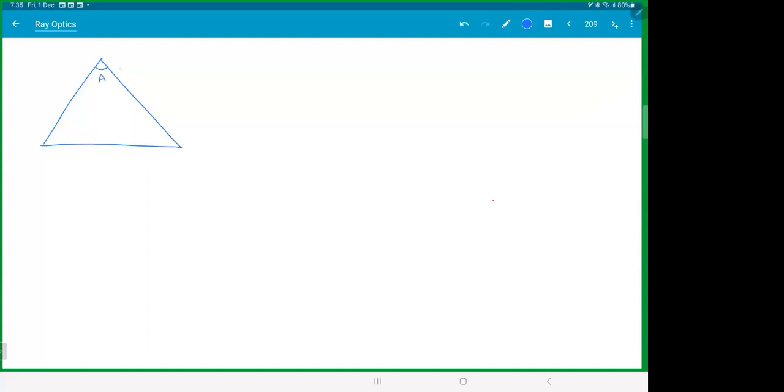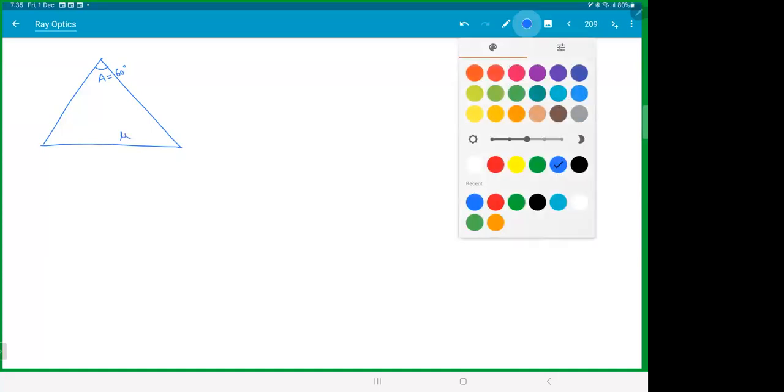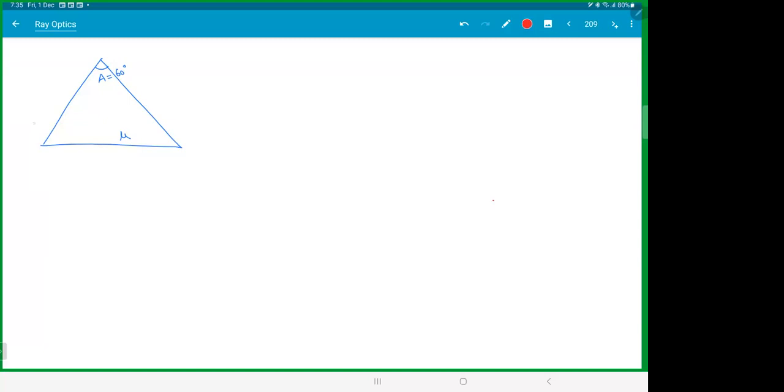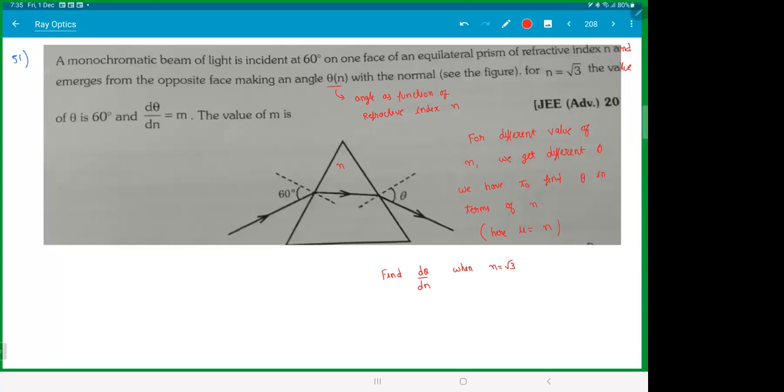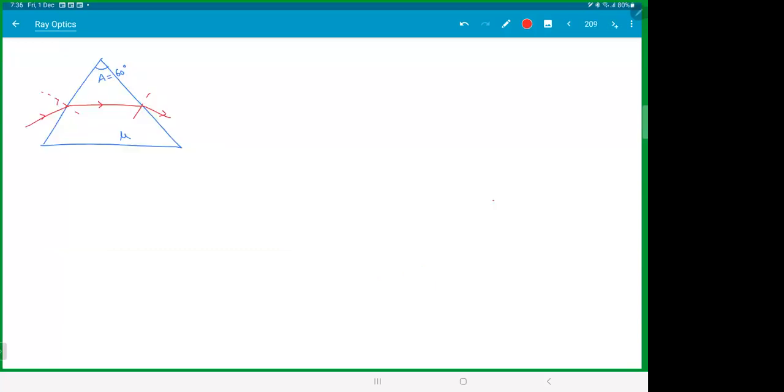Angle of prism is A, which is 60. Refractive index, I'll call it mu. It is given n everywhere, but we'll write it in terms of mu. So this ray enters like this and comes out. Now there's data given here. The data says when mu is equal to √3, theta is 60. So this angle is 60 anyways. And this was theta.